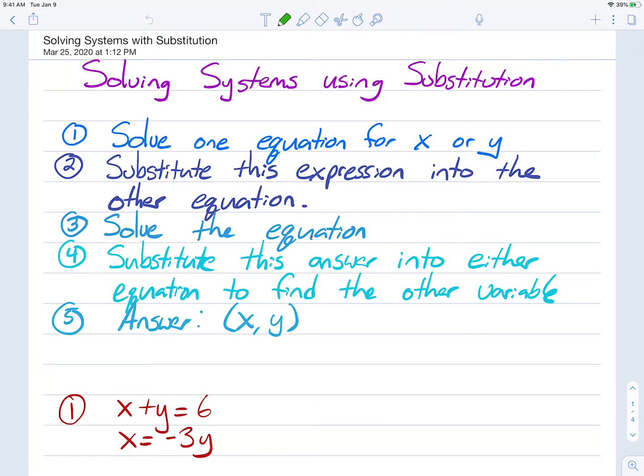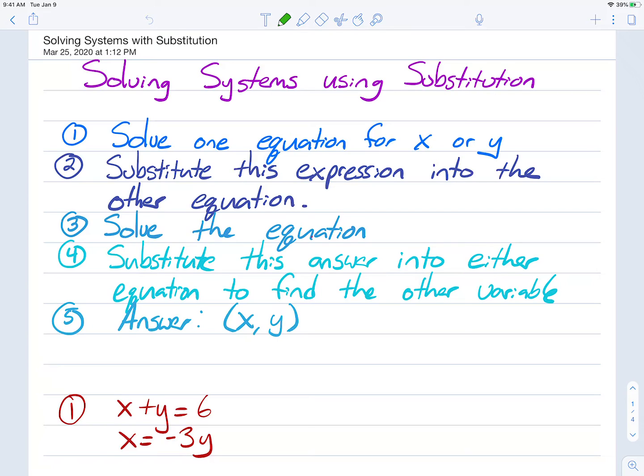The first one is solve one of the equations for x or y. For today, one of your equations will be solved for x or y, so you won't have to worry about that part. That'll probably be on Monday. Part 2 is we substitute this expression into the other equation, and I'll show you what all of this means on a couple of problems.